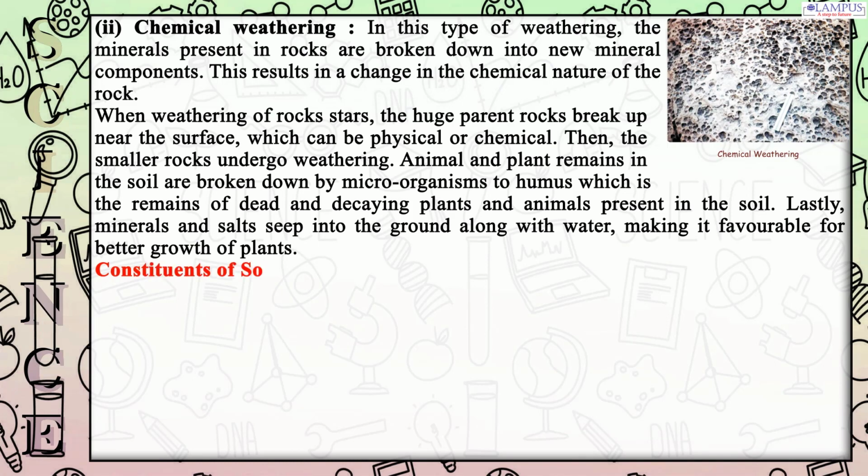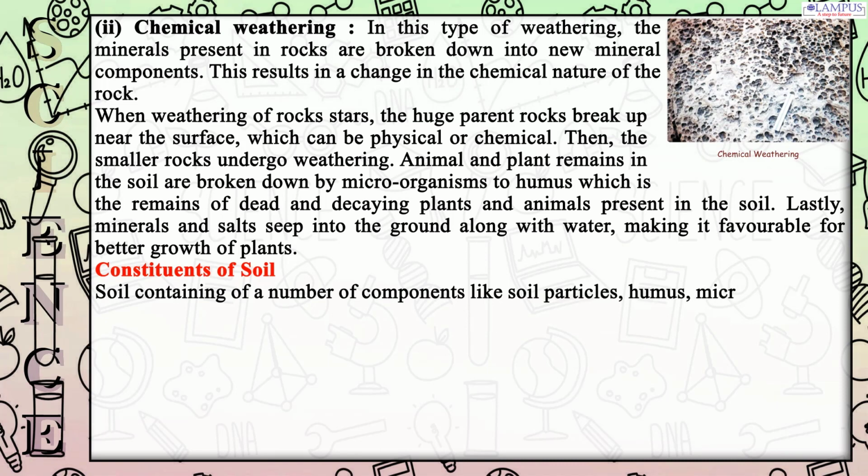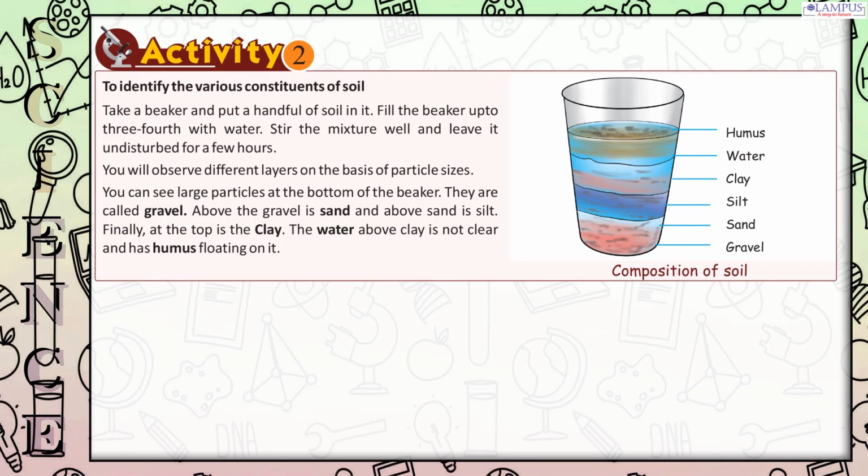Constituents of soil. Soil consists of a number of components like soil particles, humus, microorganisms, air and water. Activity 2. To identify the various constituents of soil. Take a beaker and put a handful of soil in it. Fill the beaker up to 3/4 with water. Stir the mixture well and leave it undisturbed for a few hours.